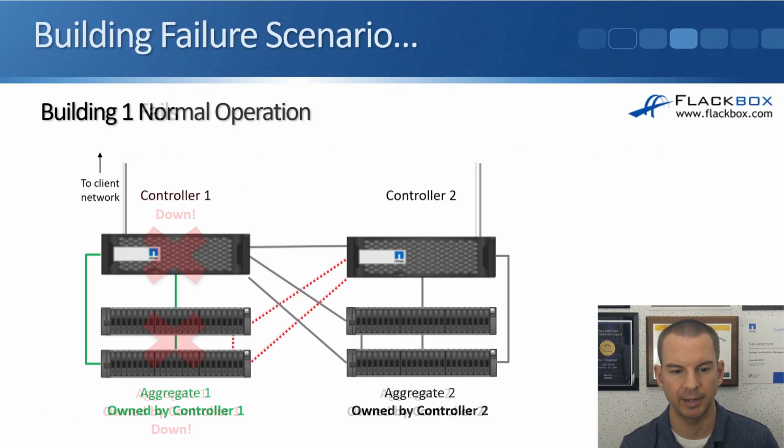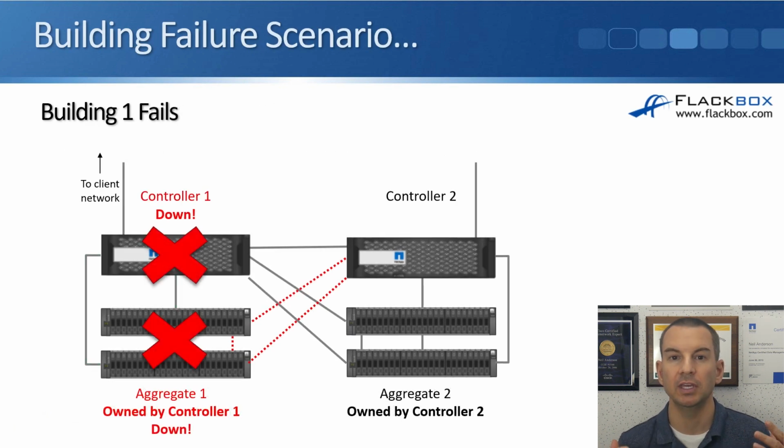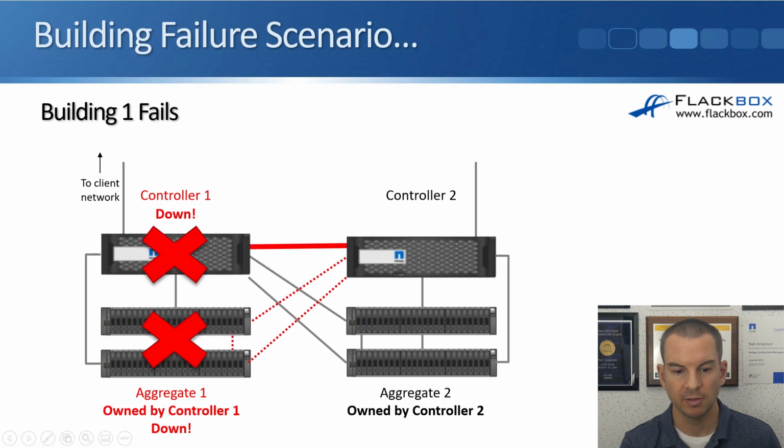Now it's not just the controller, but the entire building 1 that has failed. Controller 1 and its disk shelves are in building 1, controller 2 and its disk shelves are in building 2. When the building goes down, obviously it's not just the controller, the disk shelves are going to be down as well. In this case, controller 2 would realize that controller 1 has gone down because it's not going to be receiving keep alives from controller 1.